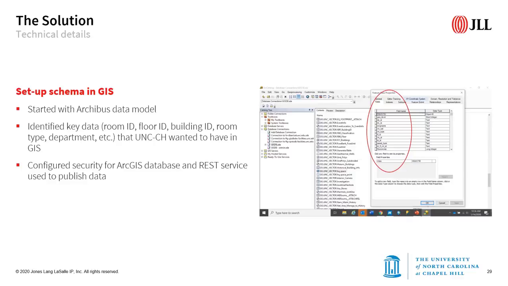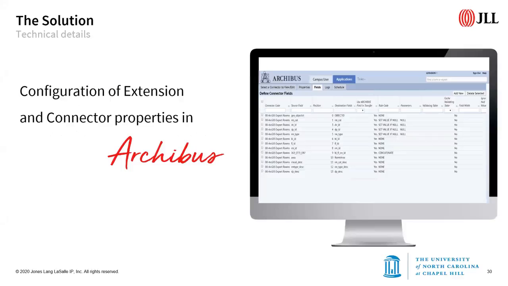So we opted to start with the provided Archibus data model. We did add some additional key fields that were unique to UNC, and we deleted the fields that we did not need. We then configured security for the ArcGIS database and the REST service that we used to edit the data. Again, we relied heavily on our GIS coordinator to set up all of this. We were very appreciative of her expertise throughout the process.